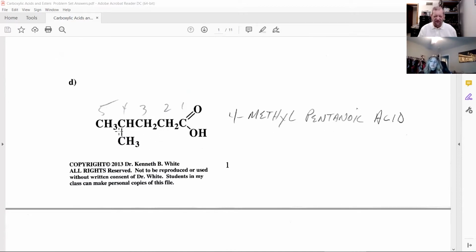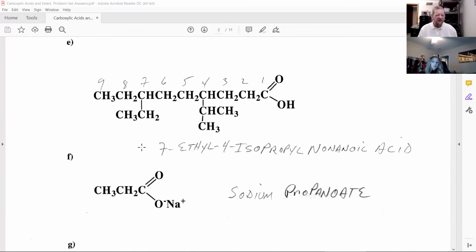Oh, look, on carbon 4, it's your old friend, the methyl group. And why is it carbon 4? Because the carbonyl carbon is 1. If we look at E, and by the way, if I run past one that you would like me to do, always feel free to ask. And here, what's the longest chain? 9, nonane, drop the E, replace with OIC and the word acid, nonanoic acid. And then on carbon 4 is an isopropyl group, carbon 7 is an ethyl. Now I have 7 ethyl, 4 isopropyl. However, if you had put down 4 isopropyl, 7 ethyl, I would have marked it correct.